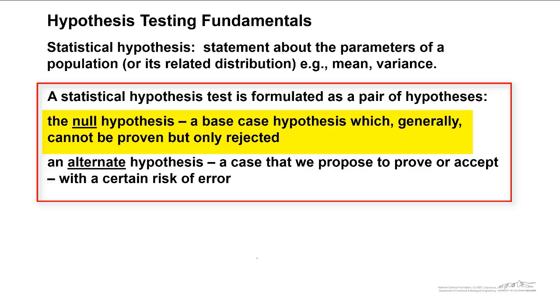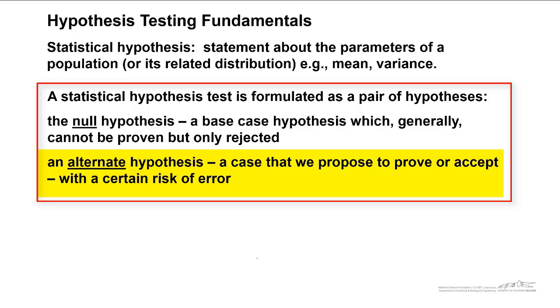We have a null hypothesis. This is the base case hypothesis, which generally cannot be proven but only rejected. You can never accept the null hypothesis. You can only reject it or fail to reject it. It would be similar to in science, where you have a theory. You might hypothesize that something is true. You can never prove with 100% certainty that something is true, but you can accumulate overwhelming evidence that supports that it's not false. So we never accept the null hypothesis. We can only reject it or fail to reject the null hypothesis.